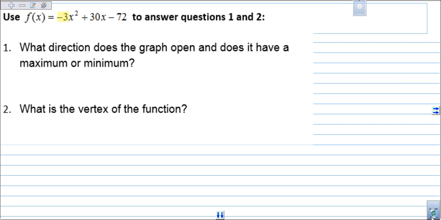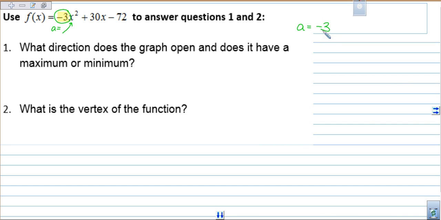After reading question number 1, it says, what direction does the graph open and does it have a maximum or a minimum value? When you do this, you want to look at the x squared term and look at its number in the front. This is known as the a. Our a equals -3. This is the sole determiner in the direction. And once you know the direction, then you know whether it has a minimum or a maximum. So if we look, our a equals -3.